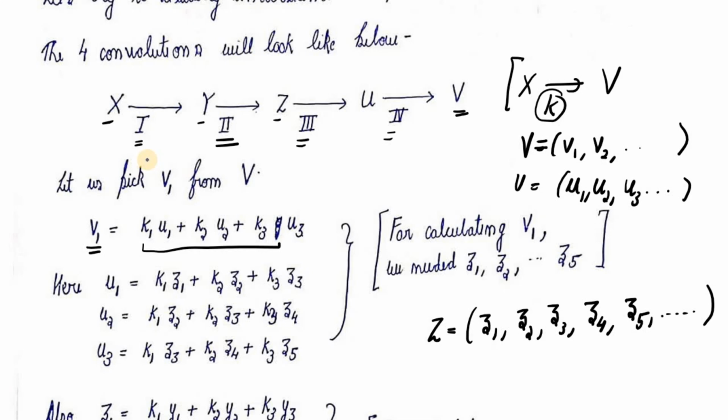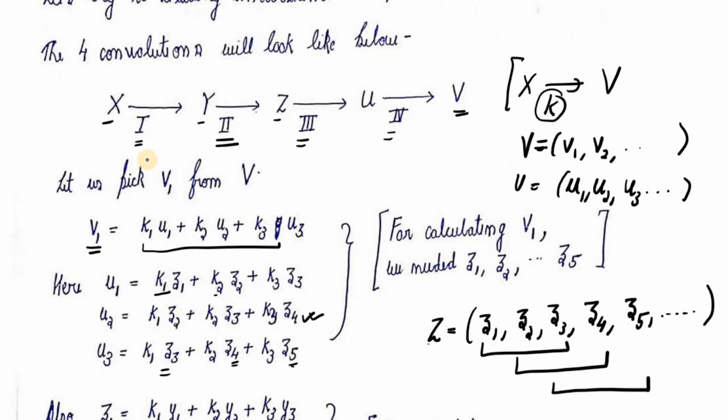So for u1, the first three elements are taken from the z vector, and they are in a dot product with k, and this is exactly what we get. For u2 we take z2, z3, and z4, dot product with k, and we get u2. And for u3, we take z3, z4, and z5, do the dot product with k, and get u1, u2, and u3. Now let's try to understand how deep the problem has propagated. For calculating v1, we need u1, u2, and u3. In other words, for calculating v1, we need values from z1 to z5.